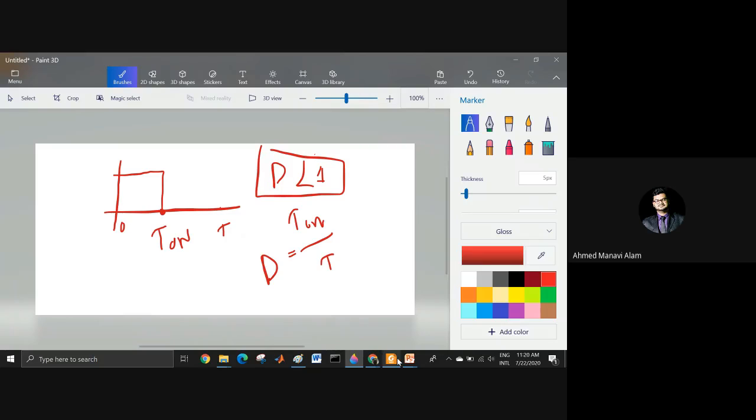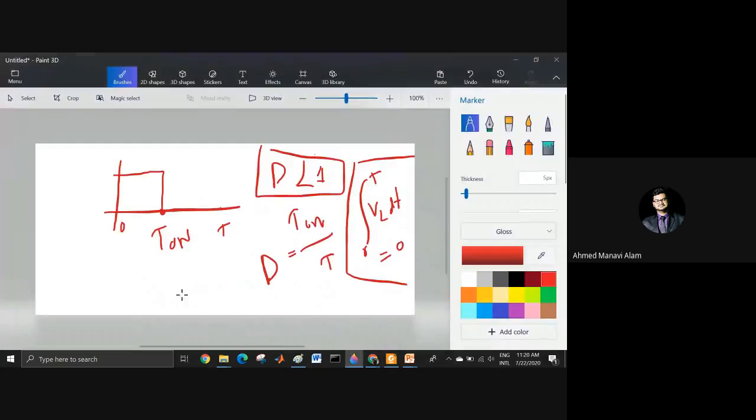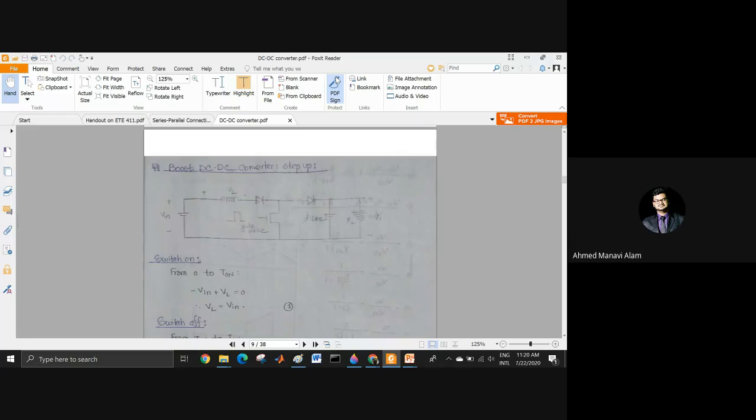Now we go directly to a formula which is very important over the cycle: the integral of VL dt from 0 to T equals 0. We understood this formula very well in the last class. These are the essence of the converter. If you know these two things, then you can solve any converter. Now let's go to the circuit part.